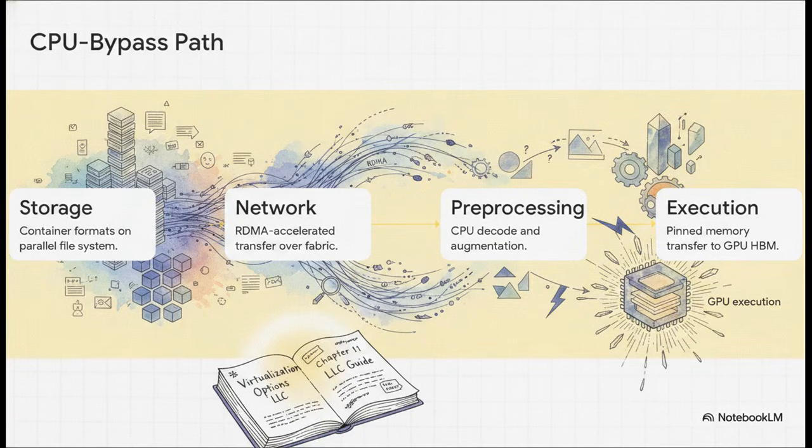Once that's all set, Step 2 uses RDMA for rapid network delivery. But the real magic happens in Step 3. Actually, scratch that. It's the absence of Step 3 that's the magic. We want to bypass CPU preprocessing entirely. By using pin memory transfers, we skip the host memory bottleneck completely, sliding straight into Step 4, GPU execution. The GPU is never left waiting around.